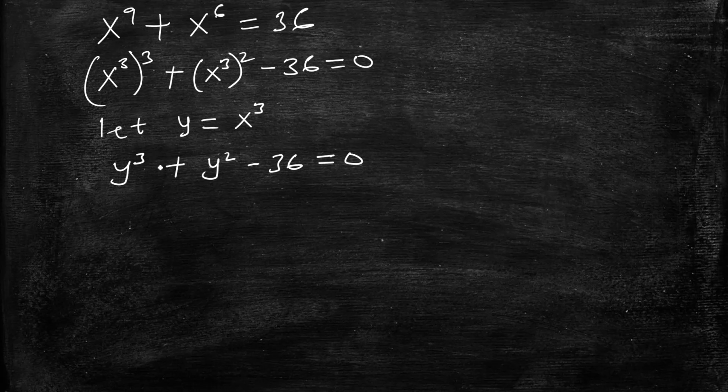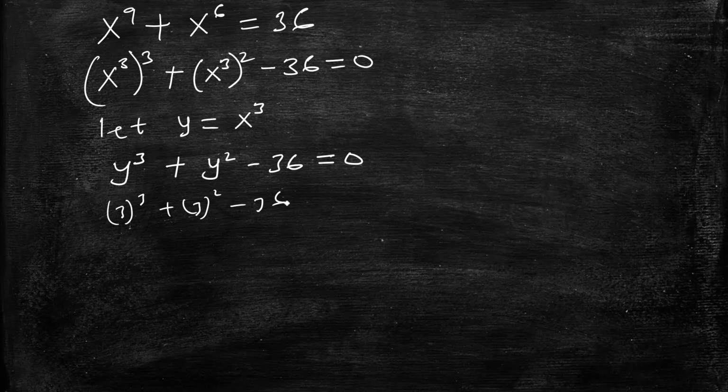Now let's try 2. 2 to the power 3 is 8, plus 2 to the power 2 is 4. 8 plus 4 is 12, minus 36 is not equal to 0. Now let's use 3. 3 to the power 3 plus 3 squared minus 36. So 3 to the power 3 is 27, 27 plus 9 is 36, 36 minus 36 gives 0. Therefore, we can say 3 will work.